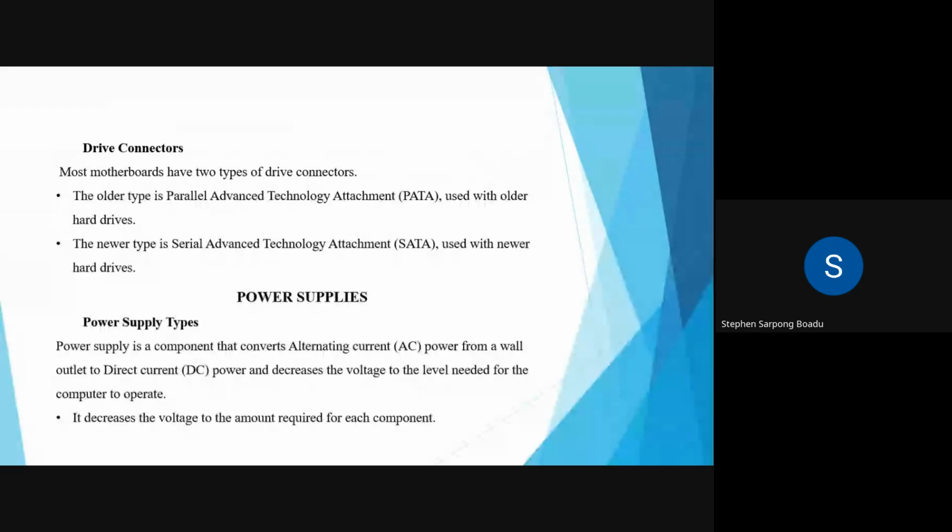Now let's talk about the drive connectors. Most motherboards have two types of drive connectors. The older type is serial advanced technology attachment, used with older hard drives. The drive connectors are ports on the motherboard where you can connect storage devices like hard drives or SSDs.